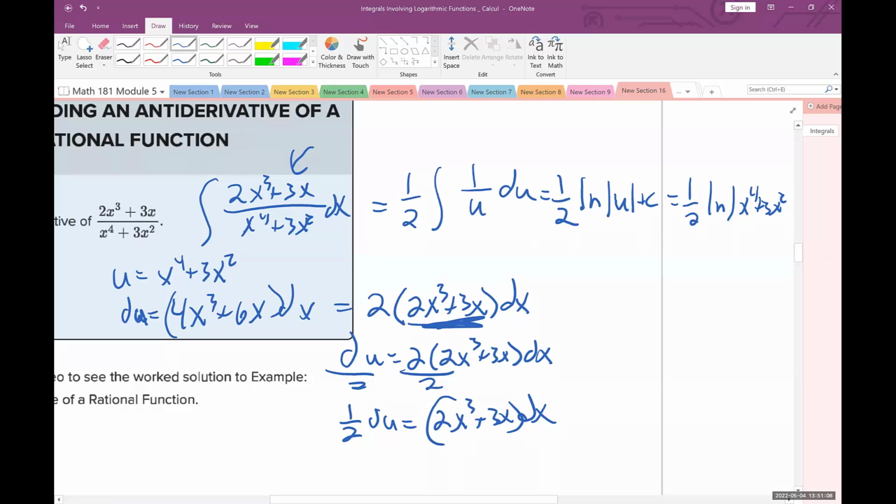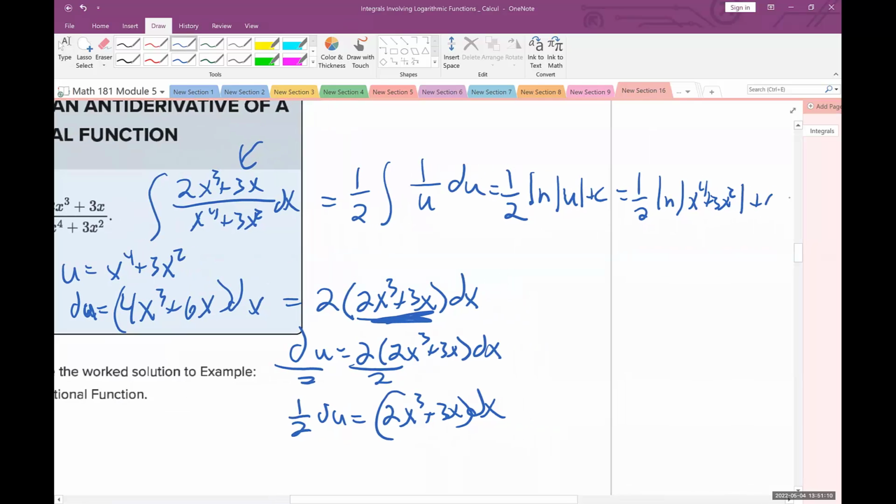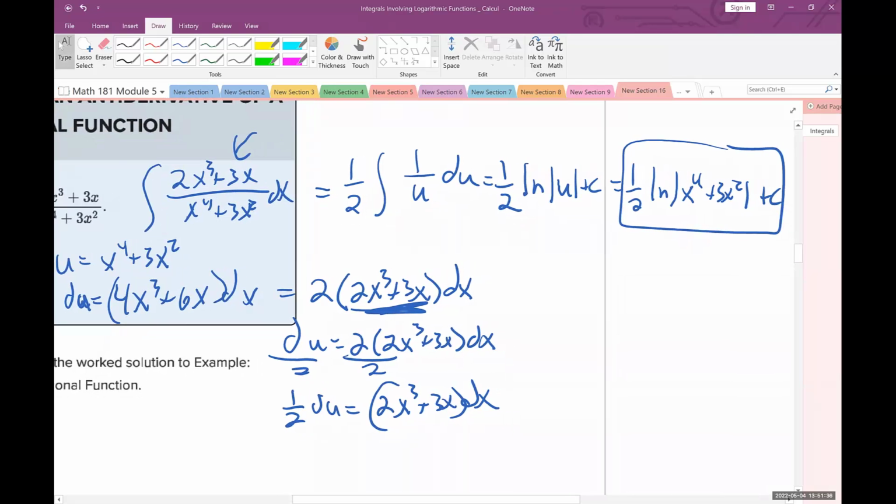And to be honest, we don't really need the absolute values because that can never be negative. So that's it: 1/2 natural log of x to the fourth plus 3x squared. So when you see something like that, don't panic. It's probably going to take u as the denominator, and then the derivative is going to be that numerator.